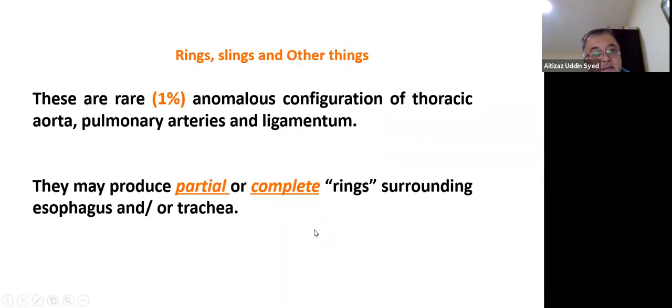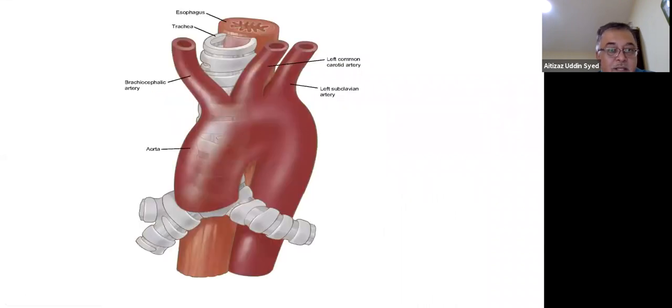They are rare, 1% anomalies of the thoracic aorta and pulmonary arteries, and they may produce partial or complete rings. You can say partial rings or complete rings surrounding the esophagus and trachea.